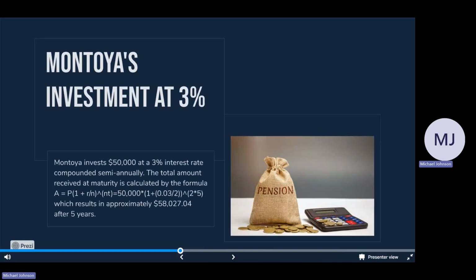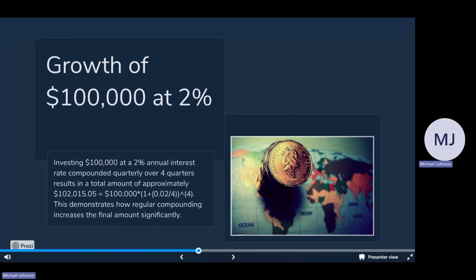Montoya invests $50,000 at a 3% interest rate, compounded semi-annually. The total amount received at maturity is calculated by the formula A = P(1 + r/n)^(nt). So that would be equal to $50,000 times (1 + 0.03/2), which is semi-annually, to the exponent of (2 times 5), which results in approximately $58,027.04 after 5 years.